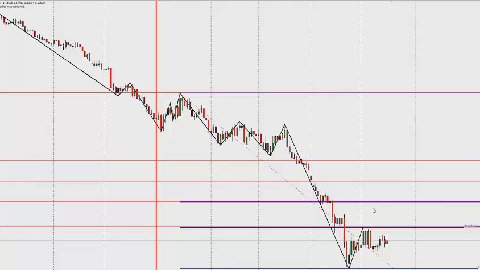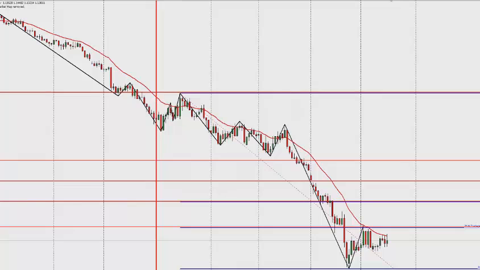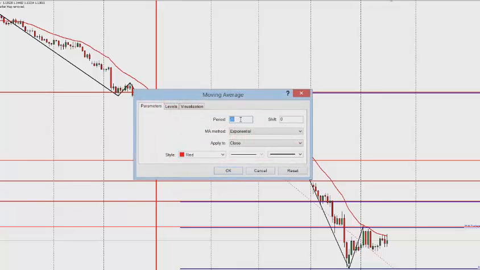Again, because we use Fibonacci, it doesn't mean that we ignore previous tops and bottoms. Any previous top or bottom is still significant to us as a support and resistance level. What's the other thing that is significant to us? The 55 moving average and the 20 moving average.